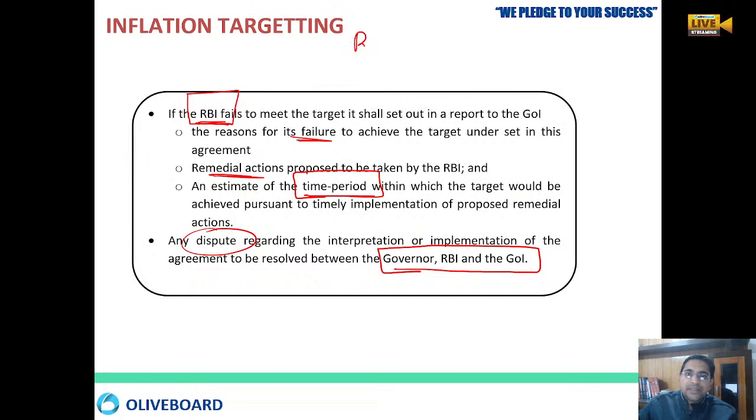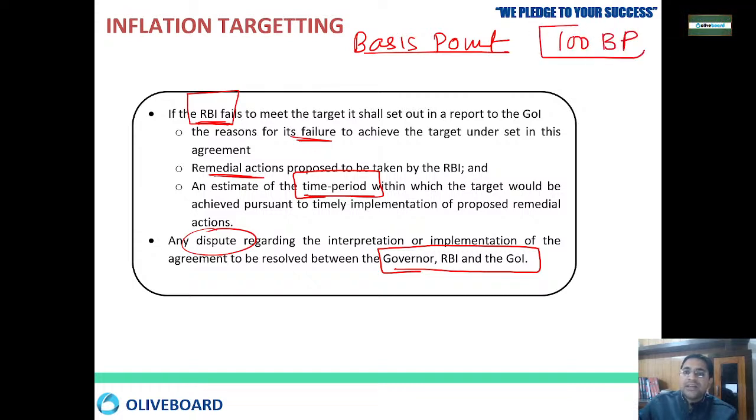Okay, just 1 minute. Basis point. If RBI says we are raising the interest by 100 basis points, that means 100 is 1%. If RBI says we are raising the interest rate by 150 basis points, that means by 1.5% we are raising the interest rate. Okay, this is the conversion.